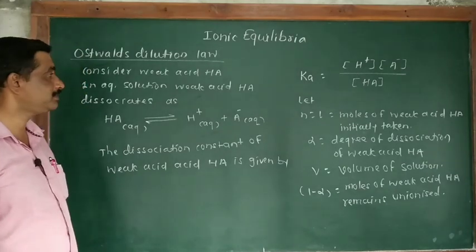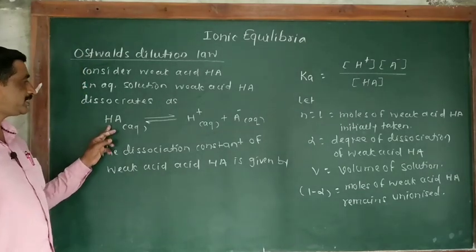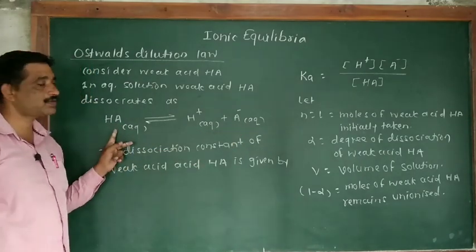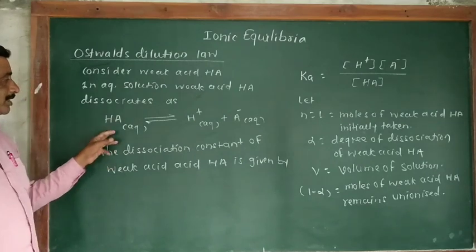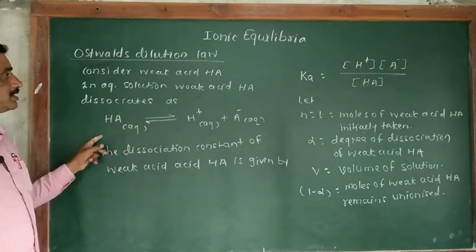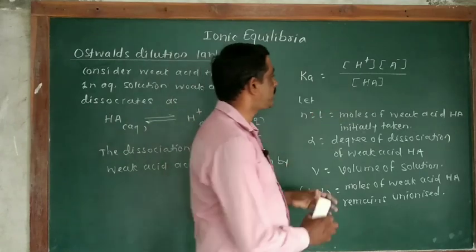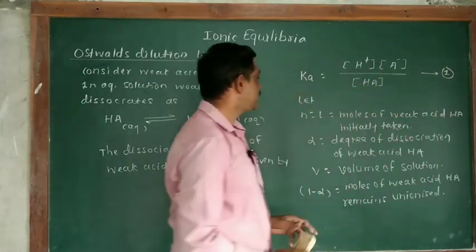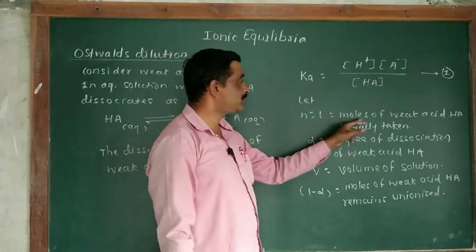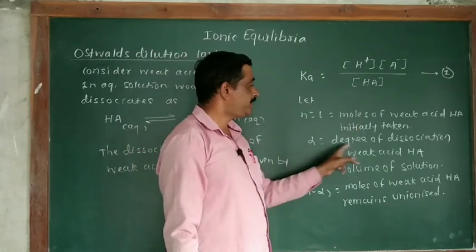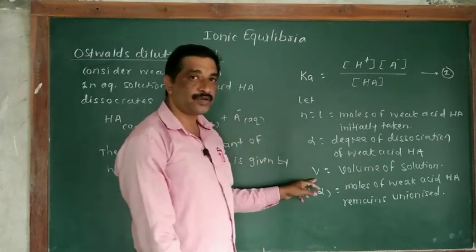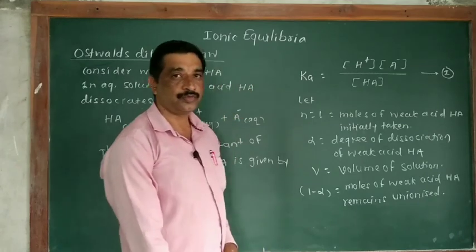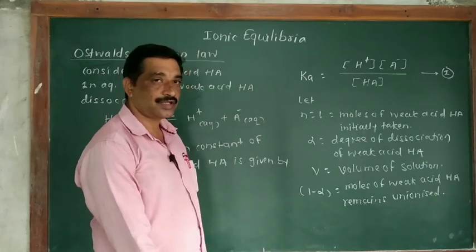So let us see here. We consider the weak acid HA. It dissociates into the corresponding ions. The dissociation constant after the equilibrium is established between these two is given by Ka is equal to this formula, which we call equation number 1. Next we consider N is equal to the number of moles of weak acid initially taken, alpha is equal to the degree of dissociation, V is the volume of the aqueous solution of this weak acid, and 1 minus alpha is the number of moles of weak acid which are undissociated.